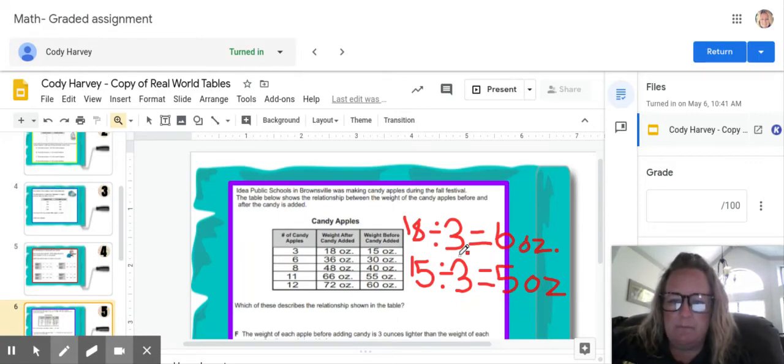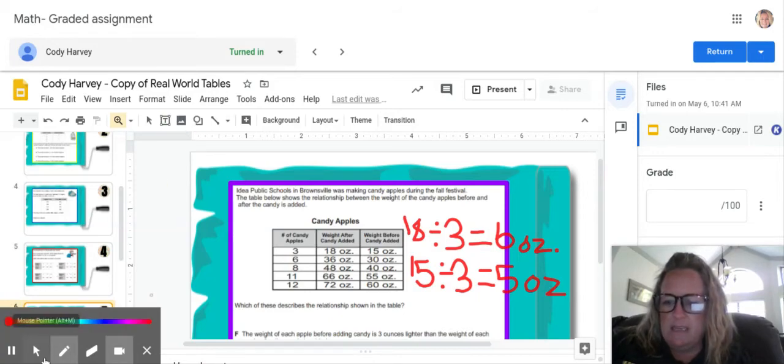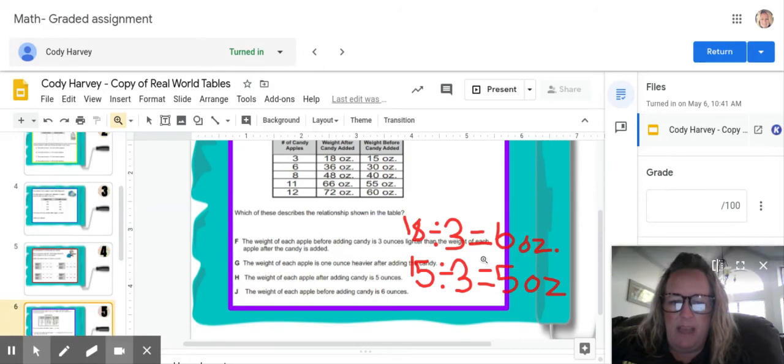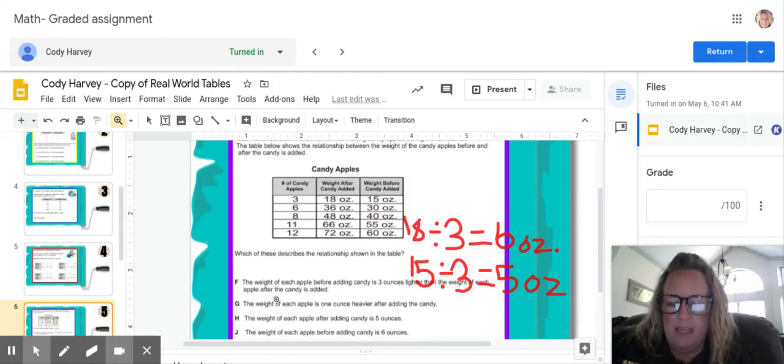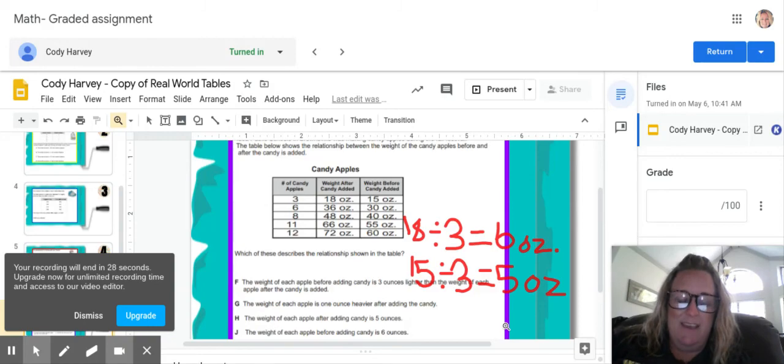So if we go down here, and let me scroll down, and we actually look at our answer choices, this is the one I thought it was. The weight of each apple before adding candy is 3 ounces lighter, because I just looked right here and it was a difference of 3 ounces, right? But let's look at this next one. The weight of each apple is 1 ounce heavier after adding the candy. Well, 6 minus 5 is 1. So G would actually be our answer.